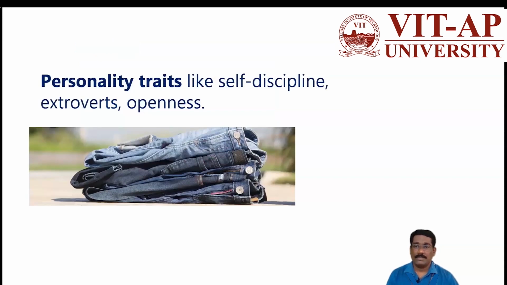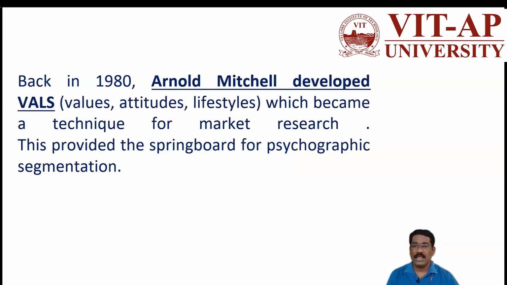Next one is about the personality trait. I was quoting you the example of rough and tough jeans, Cowboy and Levi's jeans. Traits like self-discipline, extrovert, and openness. These categories of personality will go for ruggedness, which is one kind of personality. They go for these kinds of jeans I already mentioned.